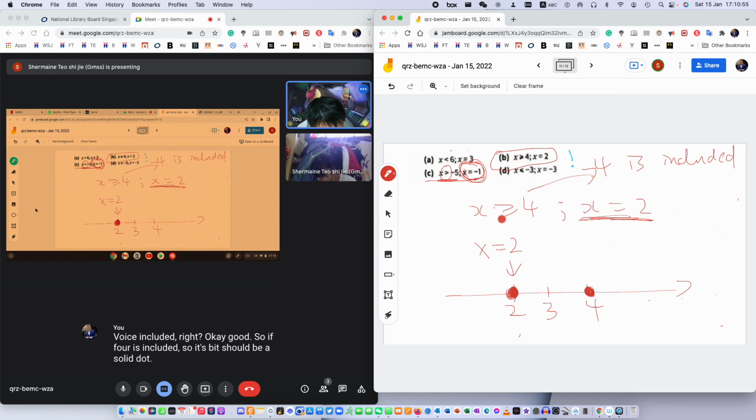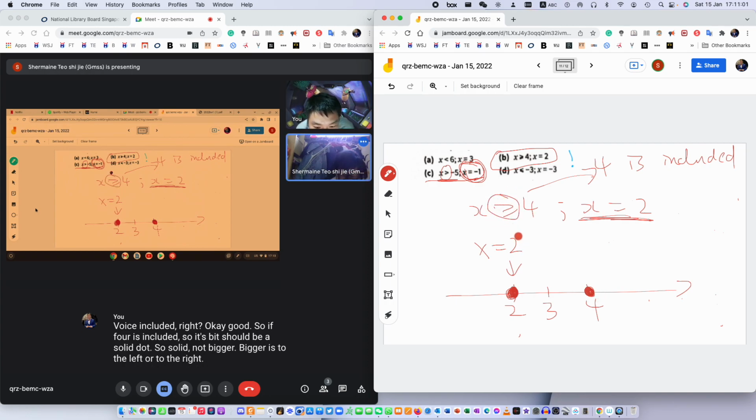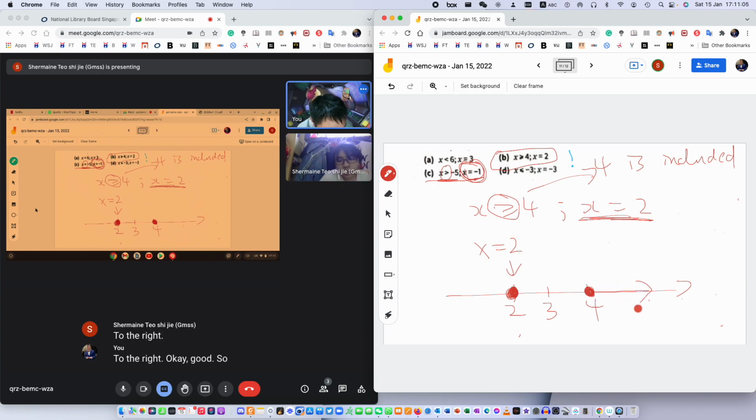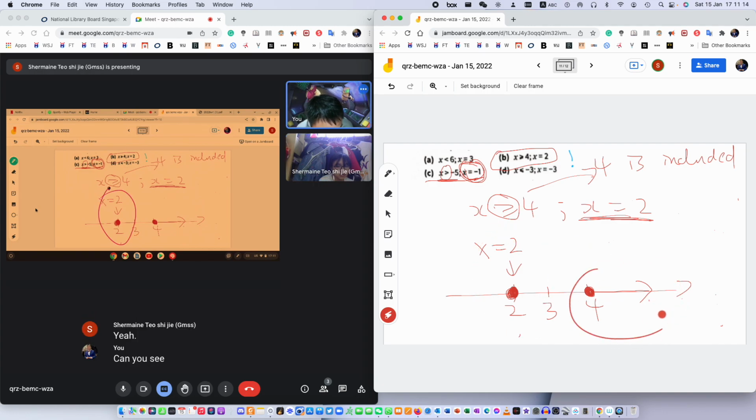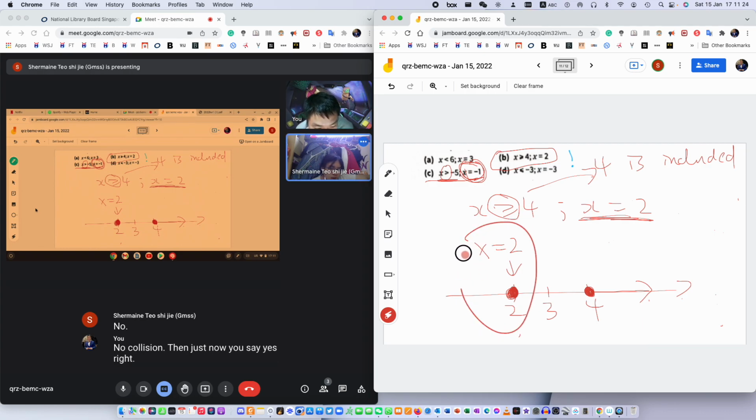Solid dot, bigger is to the left or to the right? To the right. Okay, good. So to the right. Any overlap or not? Can you see any overlap? Any collision? No collision. Then just now you said yes, right? Have or don't have?